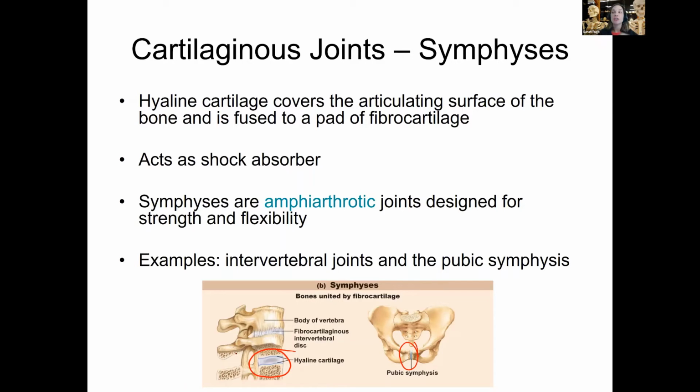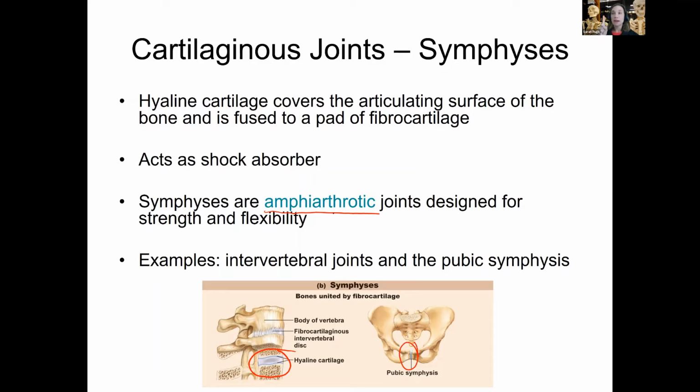Now in the last chapter, remember we talked about the intervertebral discs and how you have this pad of cartilage sitting on the body of your vertebrae. It helps to bear some of that weight, acts like a shock absorber. So we say that your symphyses are amphiarthrotic. There's a little bit of movement that happens there. They are designed mostly for strength, a little bit of flexibility. Okay, and those are some examples.